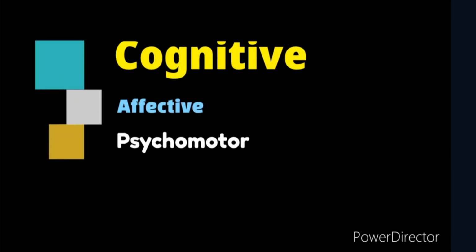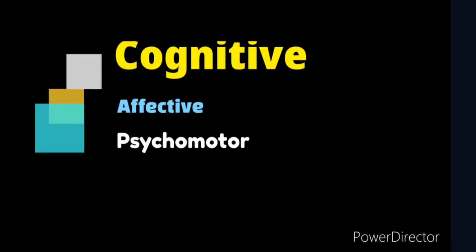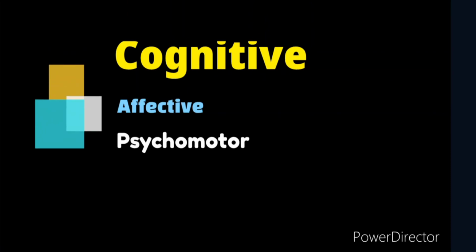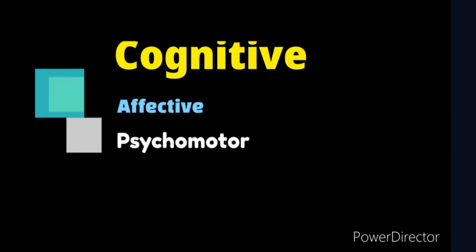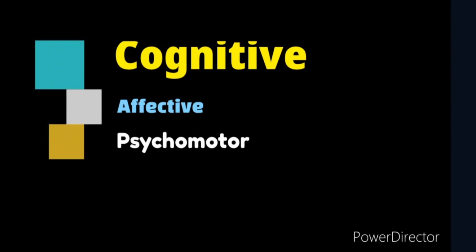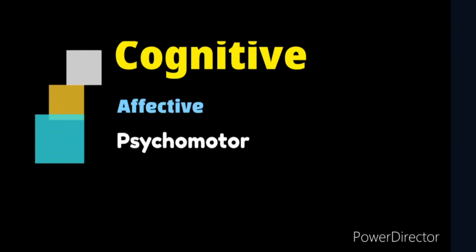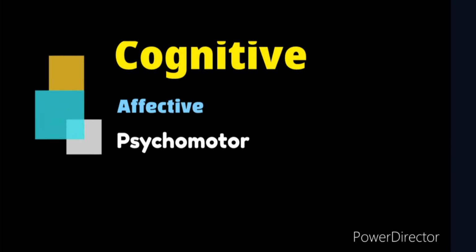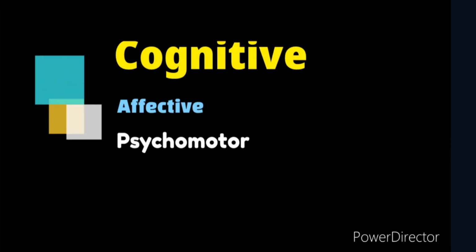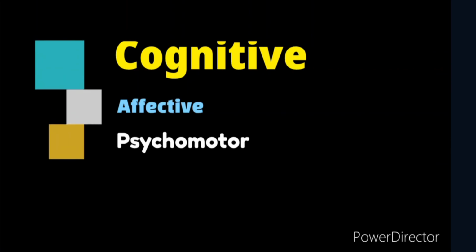The categories or levels in the three domains are used in the teaching-learning process to determine what level of learning the teacher wants her or his pupils to reach. For example, in the cognitive domain, the teacher may want her or his pupils to learn until the analyzing level. In the psychomotor domain, a teacher wants her or his students to reach the highest level, the adapting level.